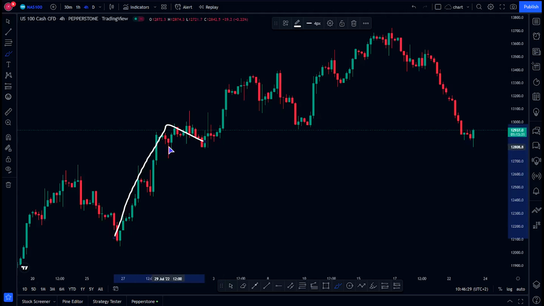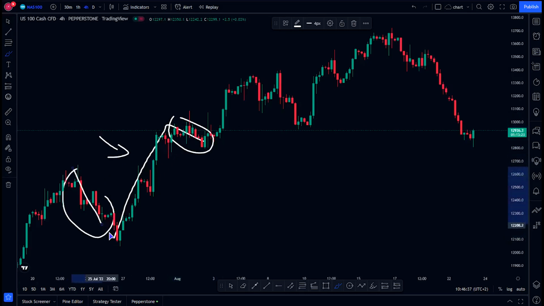And usually for us to have a healthy uptrend, we need to make sure that the impulsive moves are always bigger than the correctives. So the correctives are the ones controlled by the sellers, and the impulsive are the ones controlled by the buyers. So when the impulsive moves, the moves going up, become smaller than the corrective, then it means that the market is now controlled by the sellers.